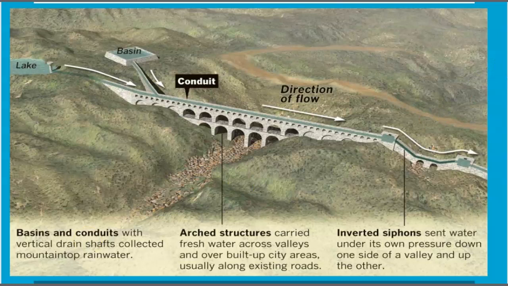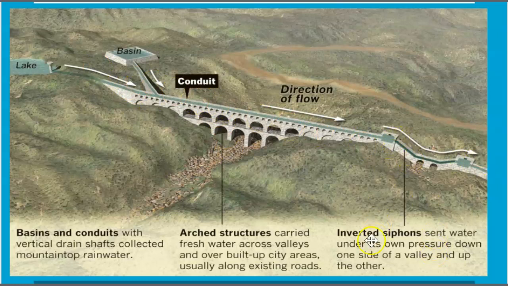Just to give you a better idea, here is a diagram that shows how these aqueducts were set up. So you would have a basin and conduits with vertical drain shafts that would collect mountaintop rainwater that you can see right there. Also, you have a lake that's providing additional water, and these are both seated higher than the rest of the aqueduct. Then you have the conduit, which could be several different structures. Here it shows arch structures, which carry the fresh water across valleys and over built-up city areas or along existing roads. The direction of the hill is always downward.